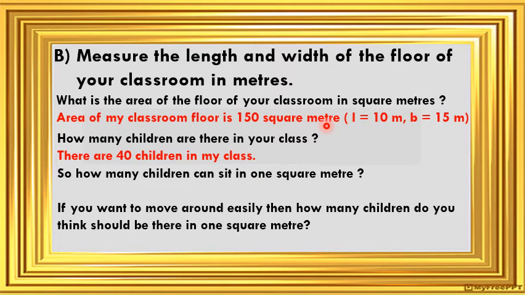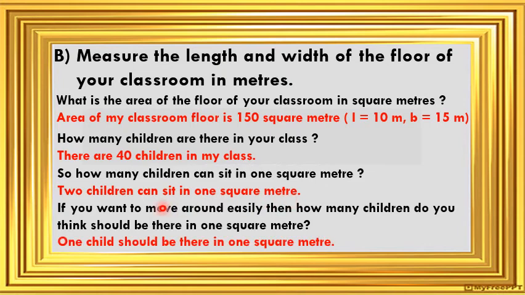Next question. How many children are there in your class? Answer is, there are 40 children in my class. Third question. So how many children can sit in 1 square meter? Answer is, only 2 children can sit in 1 square meter. Fourth question is, if you want to move around easily, then how many children do you think should be there in 1 square meter? Answer is, 1 child should be there in 1 square meter if we want to move around easily in the class.